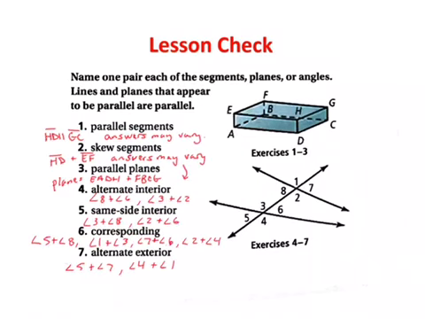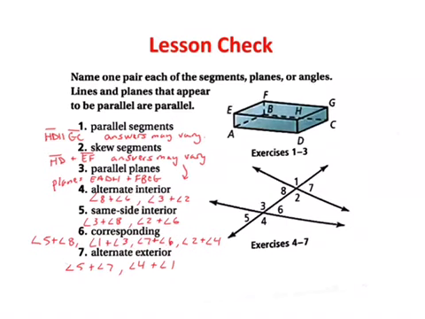So for questions 1, 2, and 3, I just gave 1 example, but there are multiple answers. So my example for 1, I said HD is parallel to GC for parallel segments. There are lots of other options here. Skew segments, I said HD and EF. But once again, there are lots of other options here. And same thing for parallel planes. I said EADH and FBCG. But there are multiple answers here, so there's a lot of variation there.